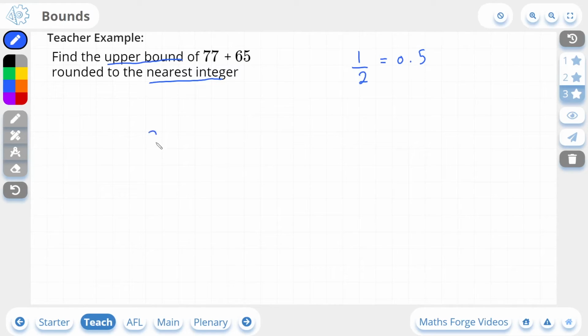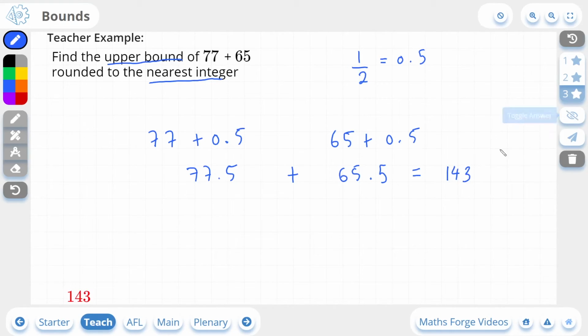So we're going to take 77 and add 0.5 onto it. We're going to take 65 and add 0.5 onto it. We're going to find the upper bound of each number. The upper bound of 77 is 77.5 and the upper bound of 65 is 65.5. And now since we're adding these numbers together, this should give us the upper bound of this calculation, which is going to be 143. And if we check our answer, there it is.